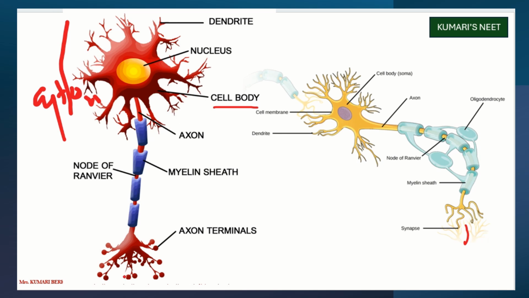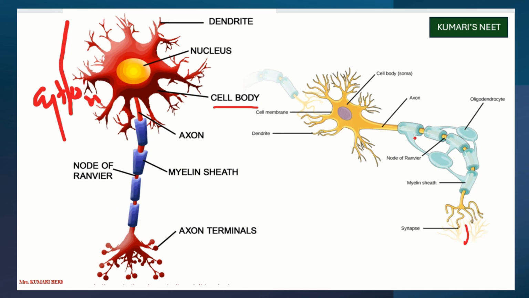And you can see in the axon there is a sheath called the myelin sheath. This is nothing but a fat coverage which covers the axon, and then and there it is interrupted and it looks like a node of the plants. So it is called the node of Ranvier. Why is it called the node of Ranvier? In the sense, it was found by Ranvier, so it is called the node of Ranvier.